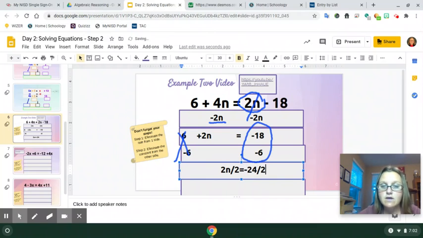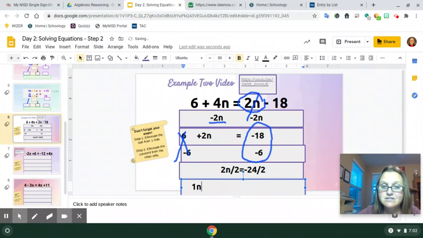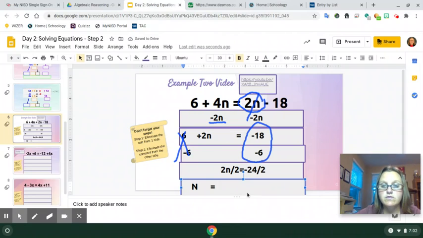And the whole reason I want it to be 1 is because then I have 1n, or just n, which was my goal, equals, what is negative 24 divided by 2? Negative 24 divided by 2, negative 12. N equals negative 12. Okay, so step by step. I will do the next one with you as well a little bit quicker.